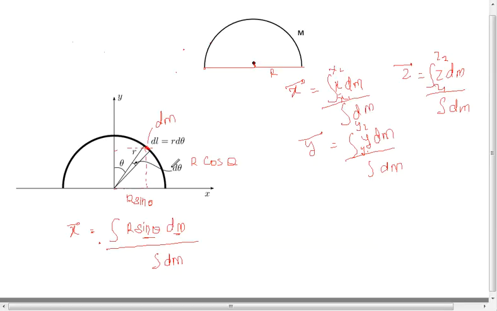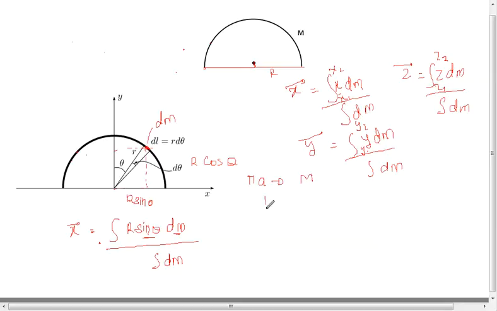Here in the question it is given that this mass is uniformly distributed. The mass is along this length: this point has mass, but here there is no mass. So the mass is totally distributed along this length, and uniformly distributed means that equal length has equal mass. So here a length of pi r has mass m.